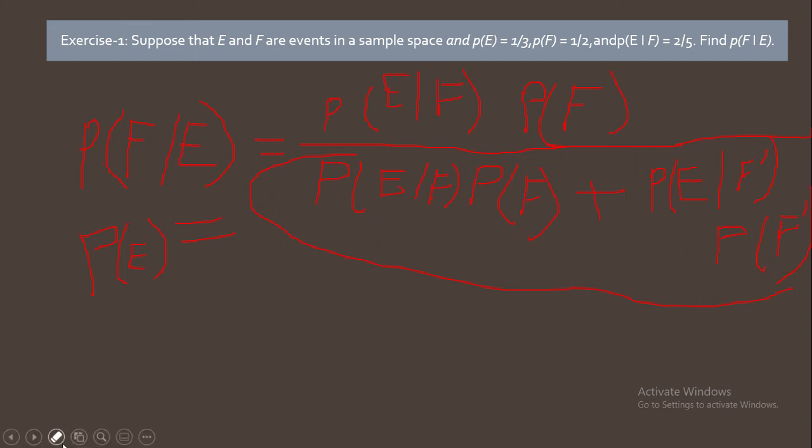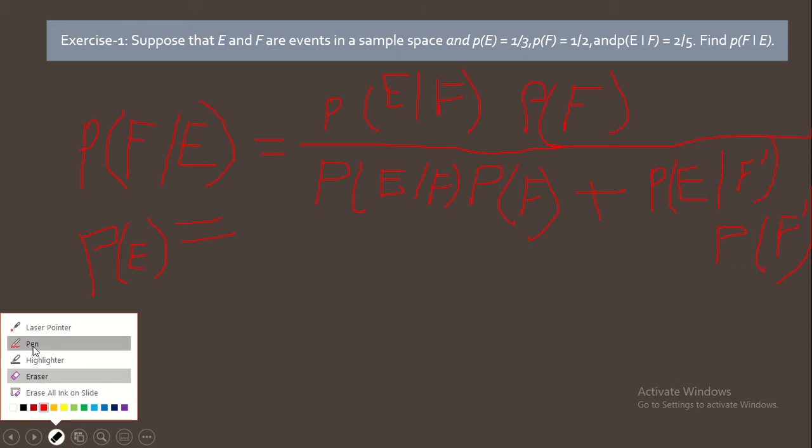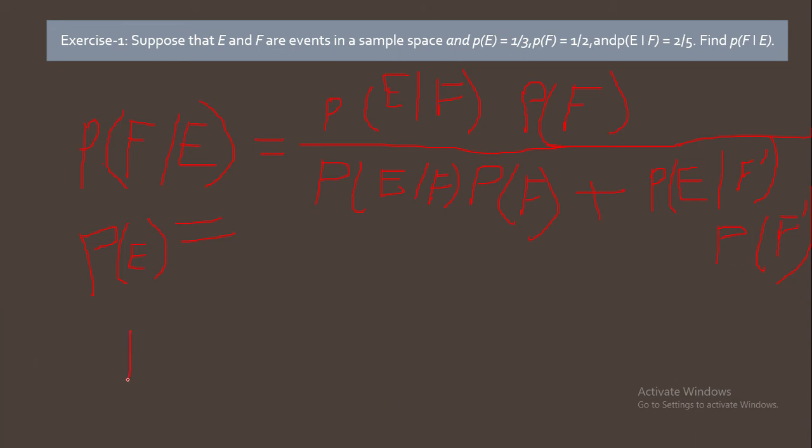So as this is the total probability of happening E, we can write this formula as P of F given that E equal to P of E given that F into probability of F divided by probability of E.